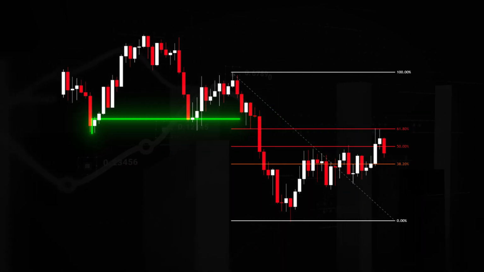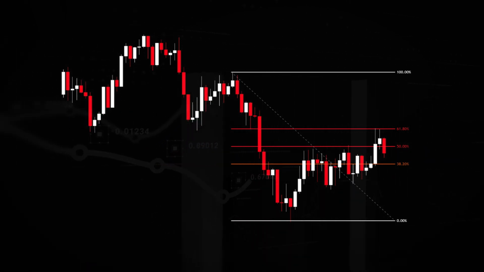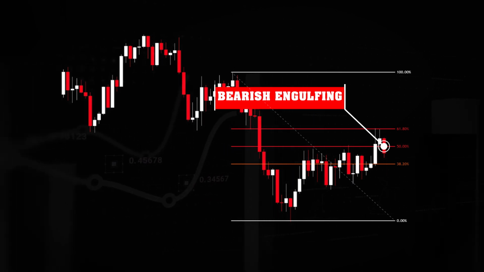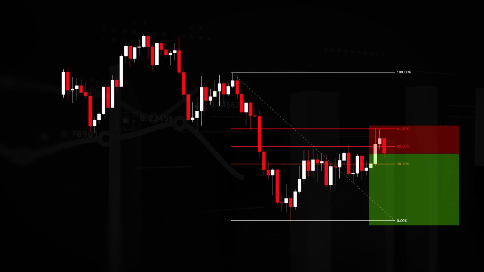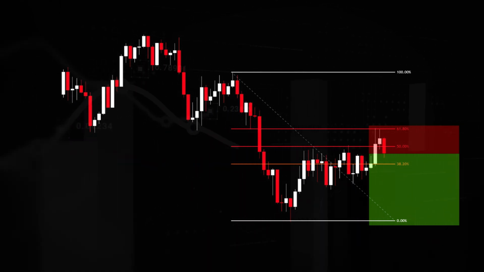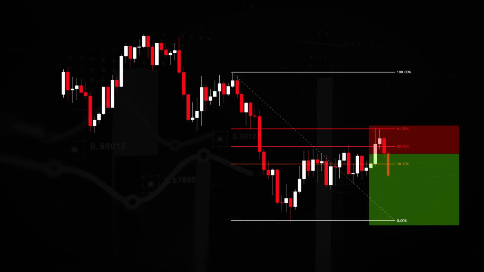In this situation, the Fibonacci tool helps you identify a very strong resistance level. You can see that a bearish engulfing candle has formed, confirming the potential for a downward move. I can now enter a short position. I will place the stop loss above the recent swing high and set the take profit at the latest swing low. Let's see the result.